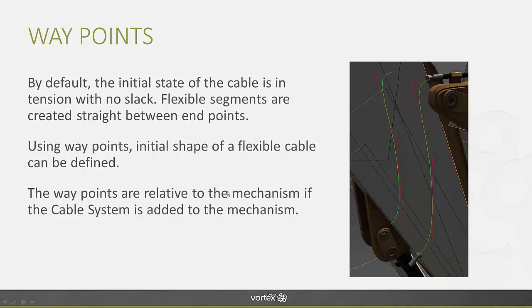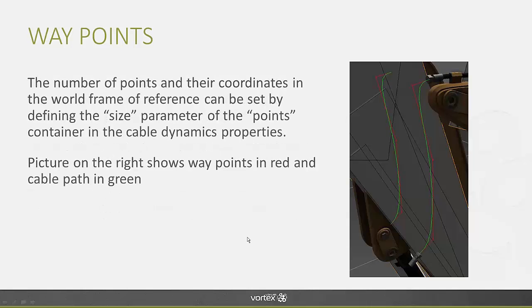The waypoints are added relative to the mechanism if the cable system is added to a mechanism, and relative to the scene if the cable is added to a scene. In this image, there are 3 waypoints, one here, and one here, that allows us to get this nice curve in the cable. The number of points and their coordinates in the world frame of reference can be set by defining a size parameter of the point container in the cable's dynamic property. So in this picture, the waypoints are set in red and the projected cable path is set in green.